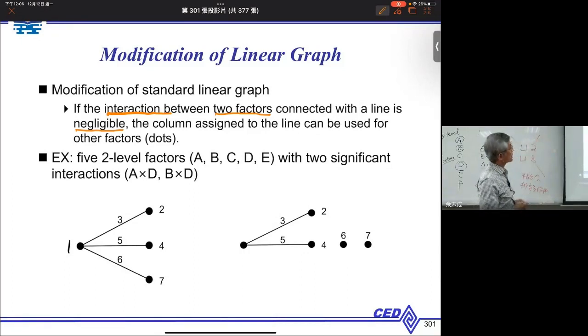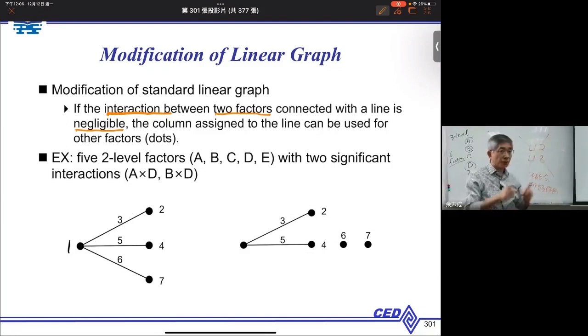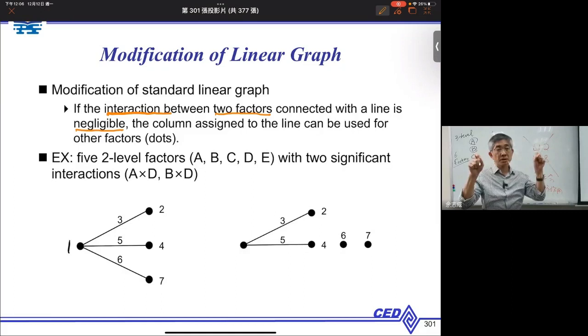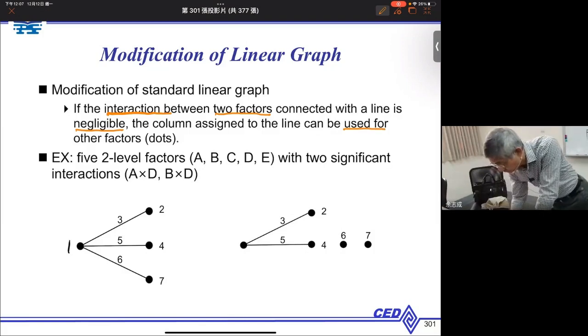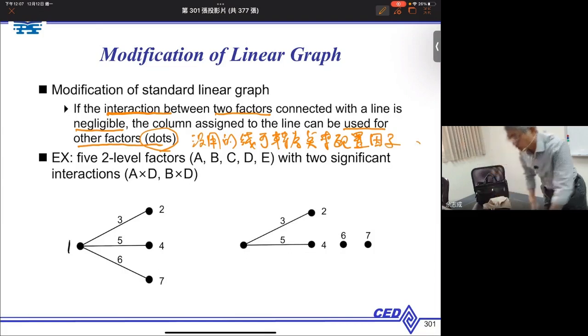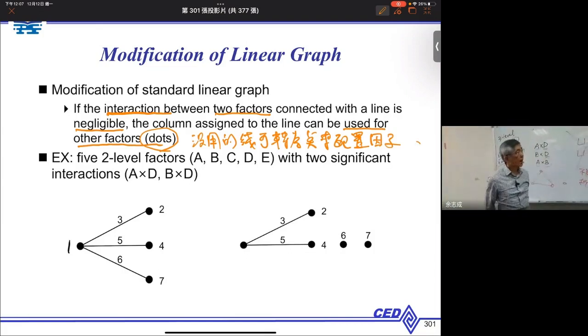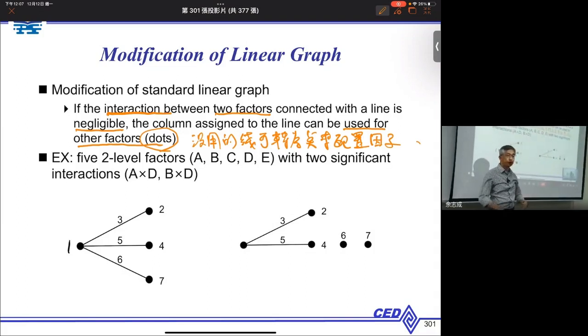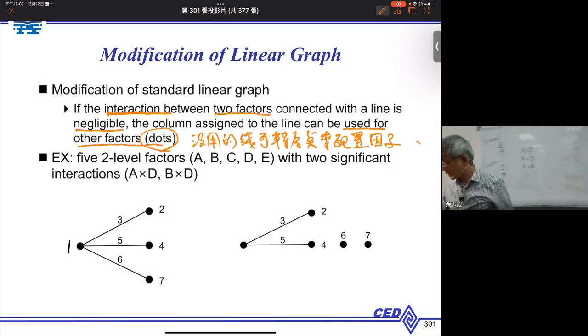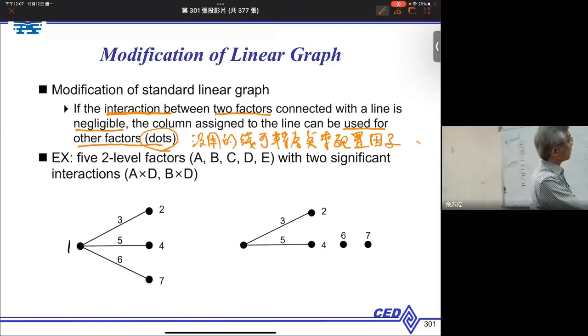But the assumption is that if the interaction between 2 dots, which was a line, is not used, not occupied, you can assign the line to another dot, to be used for another factor. Okay, any questions? This is how you modify the original linear graph to some other linear graph to fit your design requirement. Once you have this kind of modification, then this problem can be solved.